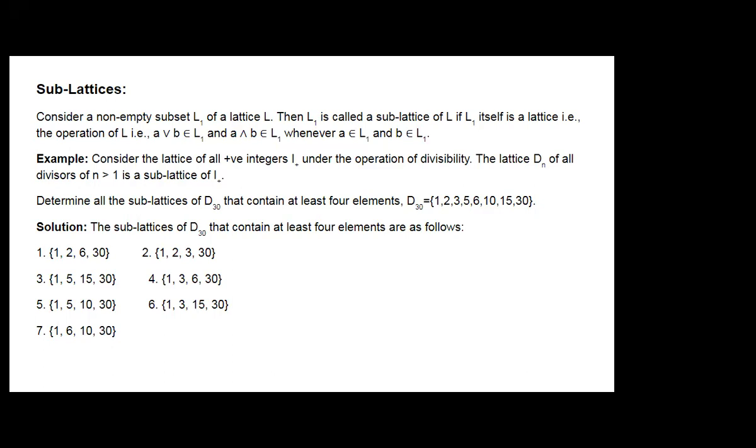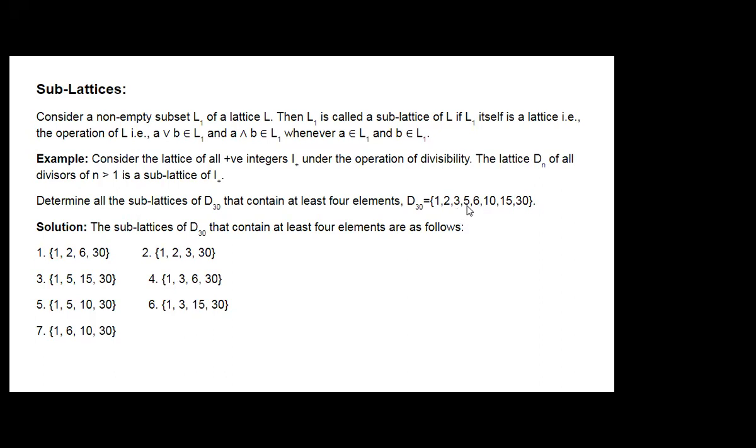So what we get is, for sublattices, 1 will be the least element and 30 will be the greatest element. The middle elements can be changed. Here we have taken all the combinations of that. 1 and 30 are constant. Sometimes we can take 2 3, sometimes 2 5, sometimes 2 6, sometimes 2 10, and sometimes 2 15.